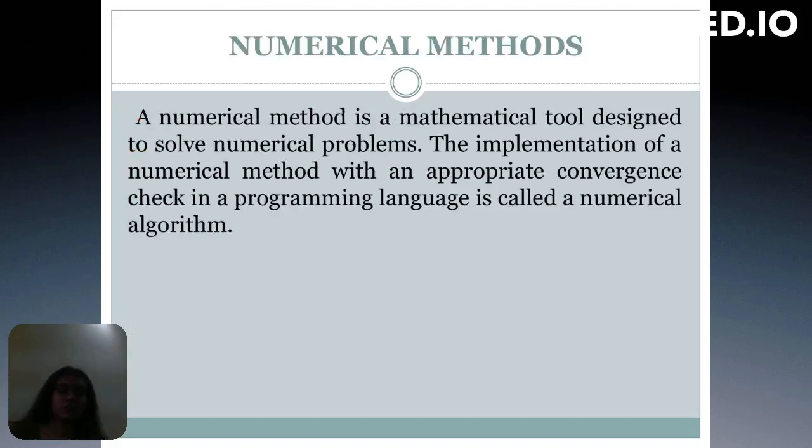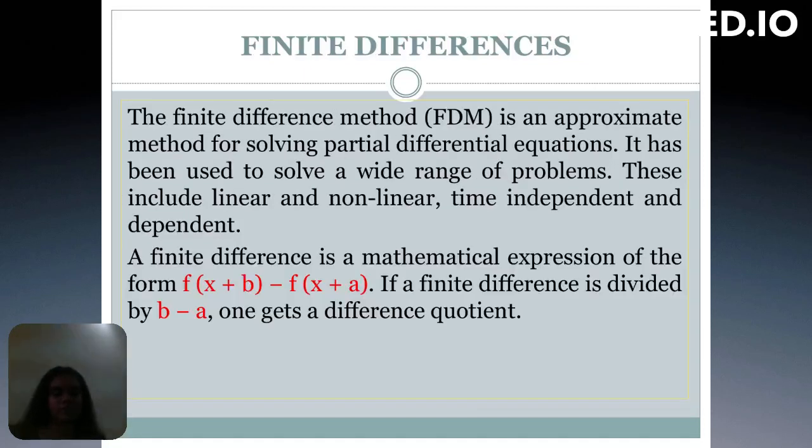So, what is numerical method? Numerical method is basically a mathematical tool which is used to solve numerical problems. And the implementation of this numerical method with appropriate convergence check in a programming language is called a numerical algorithm. So the next topic is finite differences. Finite difference method or finite differences.